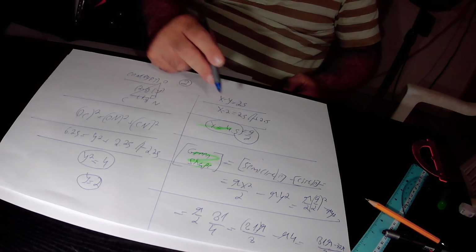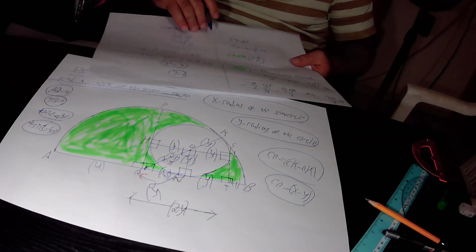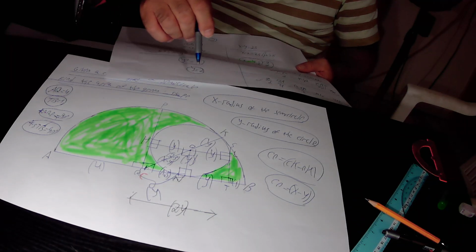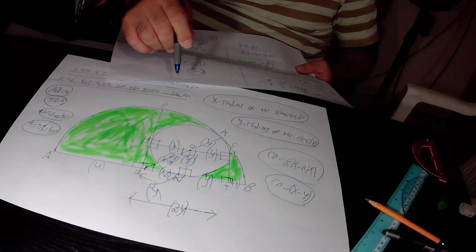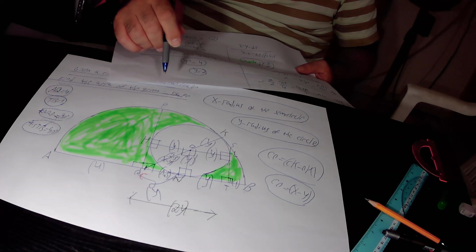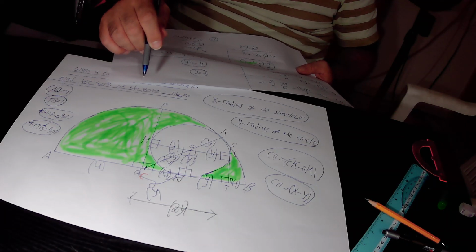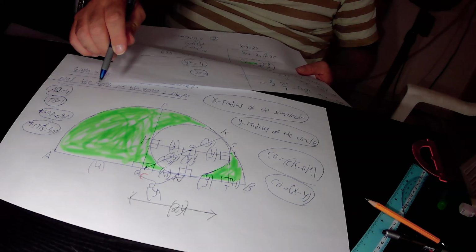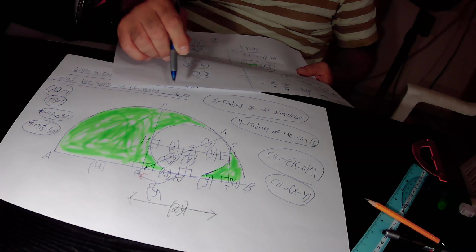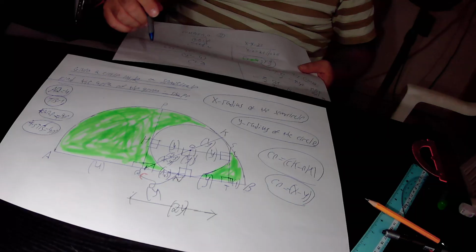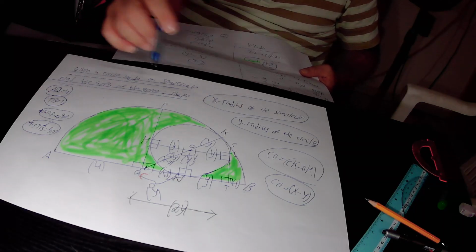4.5 is 9 over 2. So we found out that the radius of the big semicircle, X, equals 4.5 units, or in terms of fractions, 9 over 2 units. Our task is to find the area of this green shape. So what is the area of the green shape?